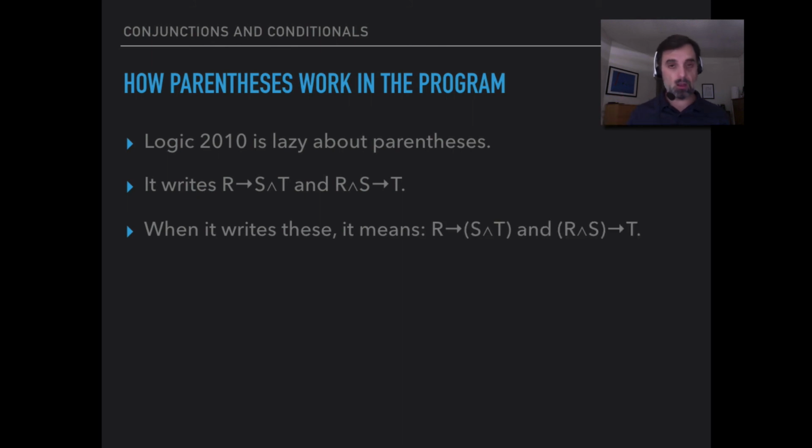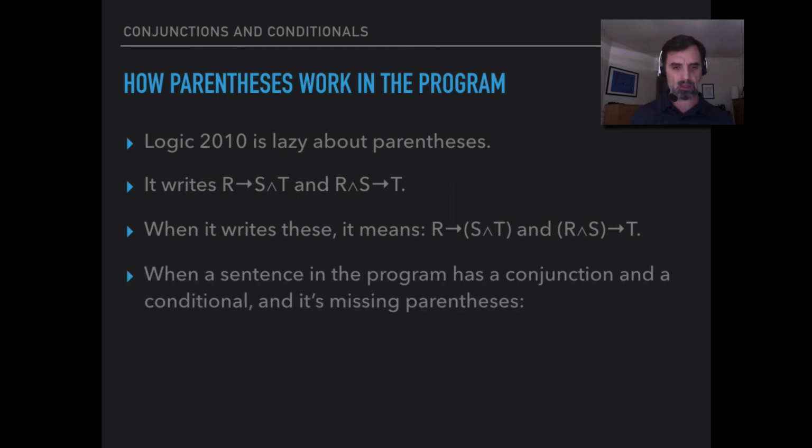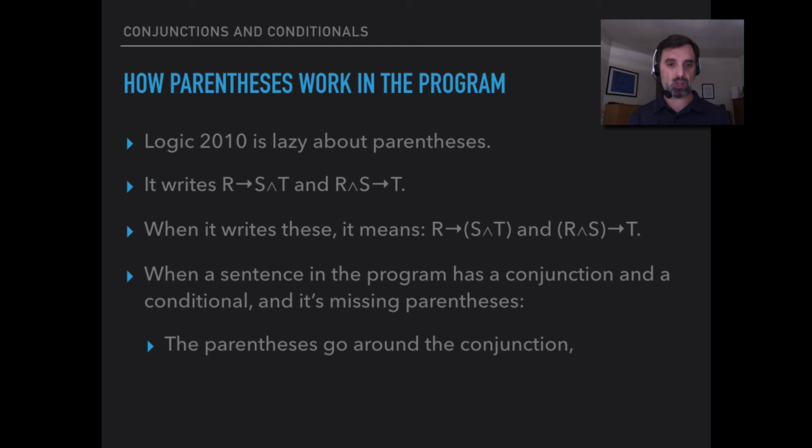But in fact, the program has a systematic way of being lazy. While it drops parentheses and is lazy, it does so in a regular way. In particular, the first one, R arrow S and T, means if R, then S and T. And the second one, R and S arrow T, means if R and S, then T. So what's happening is when you have a sentence in the program and it's got conditionals and conjunctions in it and it's missing parentheses, this is what's going on. The parentheses go around the conjunction, and that makes the sentence a conditional, always.